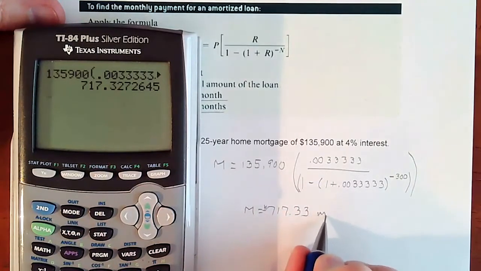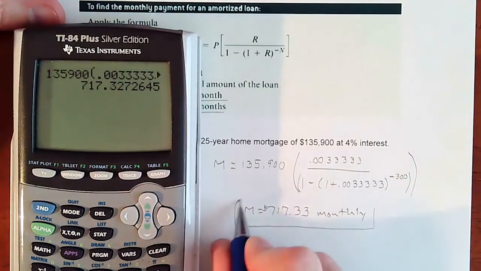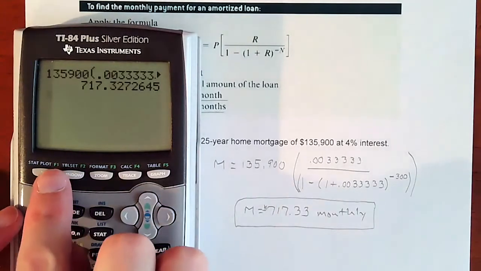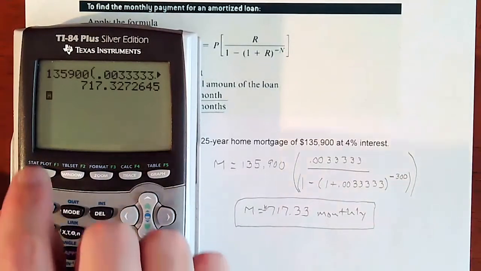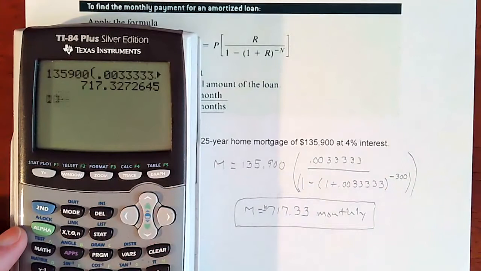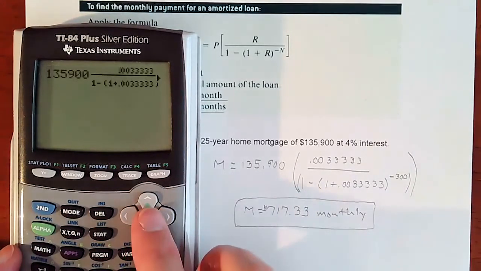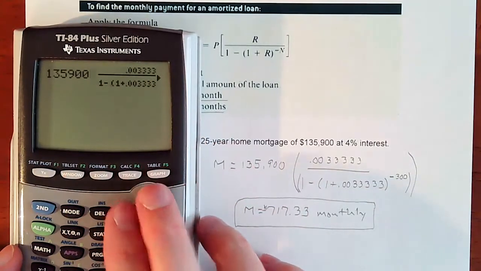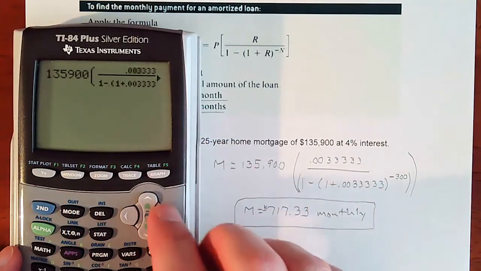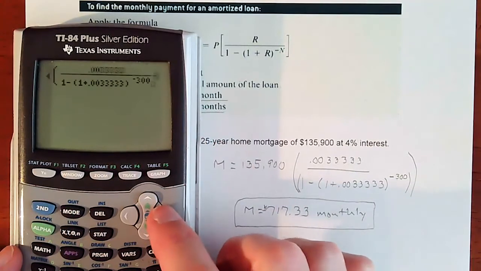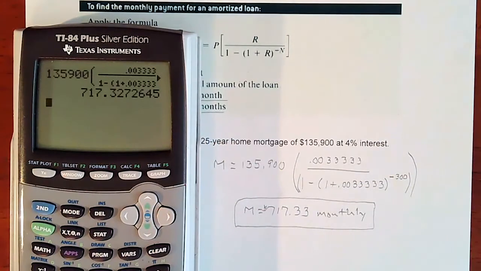There is a nicer feature if you have a newer or updated calculator. If I hit the green button and then F1, I can go to a fraction. That'll make things a little nicer. I do need my 135,900, and then I can enter the rate, 0.003333, and then 1 minus parentheses, 1 plus the rate, and then raise to the -300, and then I can come off the fraction. What I missed was the parentheses on this, so I'd have to insert a parenthesis off to the end, and then parentheses. There we go. That's going to calculate and give us the exact same thing.